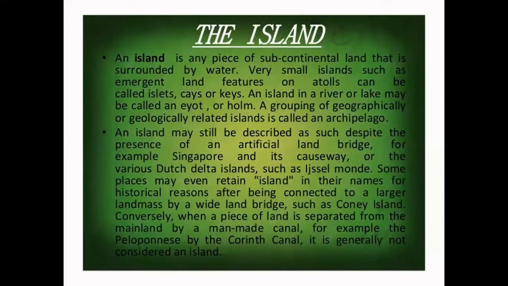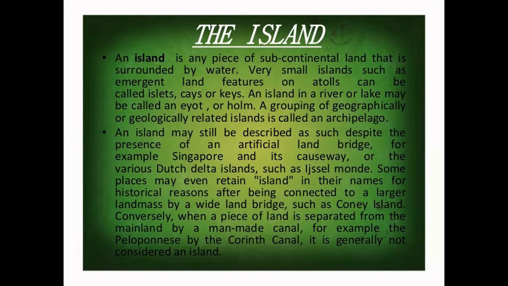The next physical feature that we need to learn is the Indian islands. An island is any piece of sub-continental land that is surrounded by water. Very small islands, such as emergent land features on atolls, can be called islets, cays, or keys. An island in a river or a lake may be called an eyot or ait.